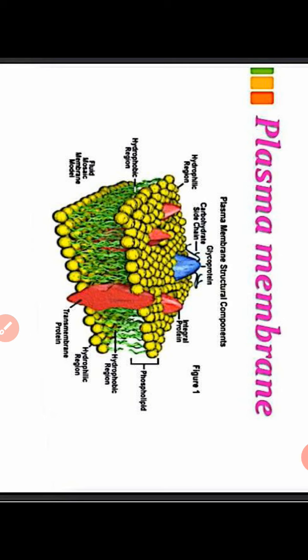The cell membrane is called the phospholipid bilayer, and this red and blue material is protein, which is present inside the cell membrane and helps in the transportation of substances in and out of the cell. So basically the plasma membrane is made up of lipid, protein, and phosphate. So this is the chemical nature of the cell membrane.